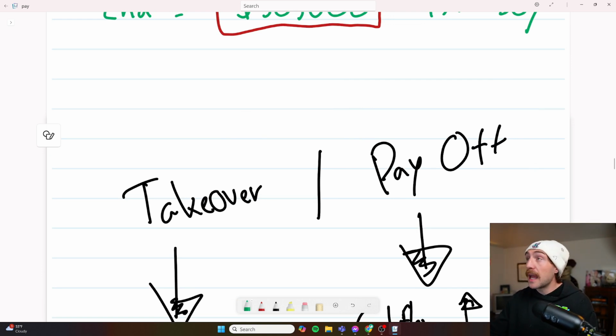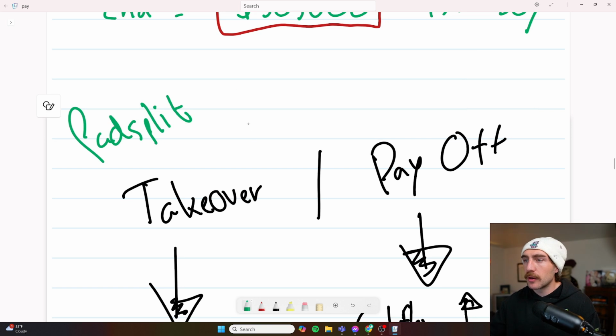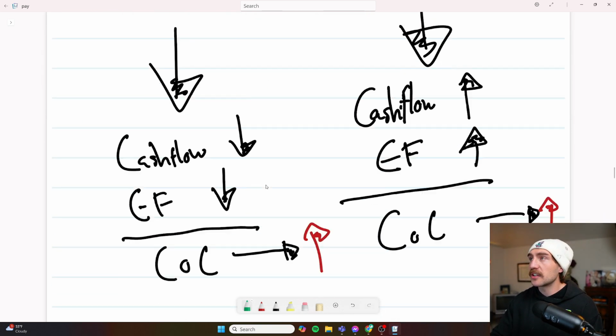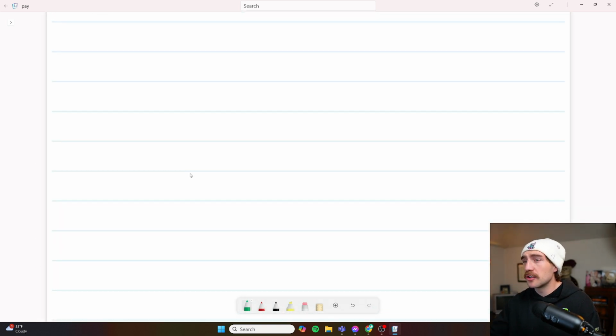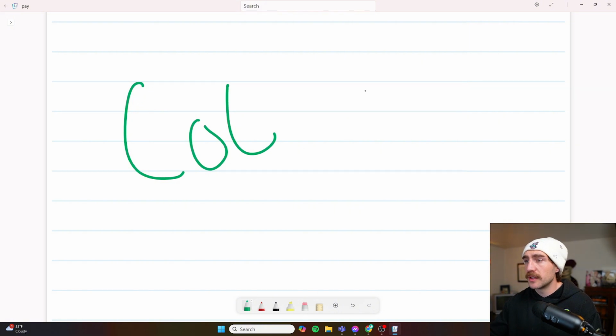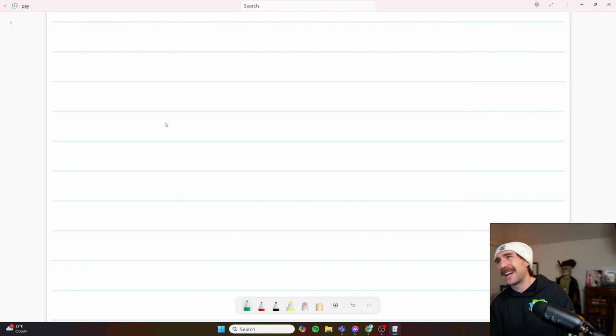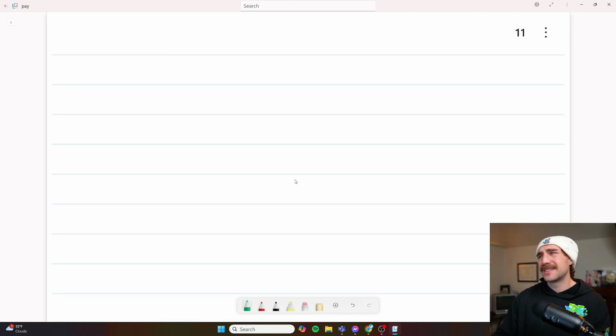Okay. Now, if you were to do something creative, if you did a pad split, that may actually be a pretty good option, or an Airbnb, right? Because then you could get your cash flow up and you would still have a moderately good entry fee, which means that you may actually get a positive cash on cash return. But then paying off that lien, it just ain't worth it. This one just ain't worth it.